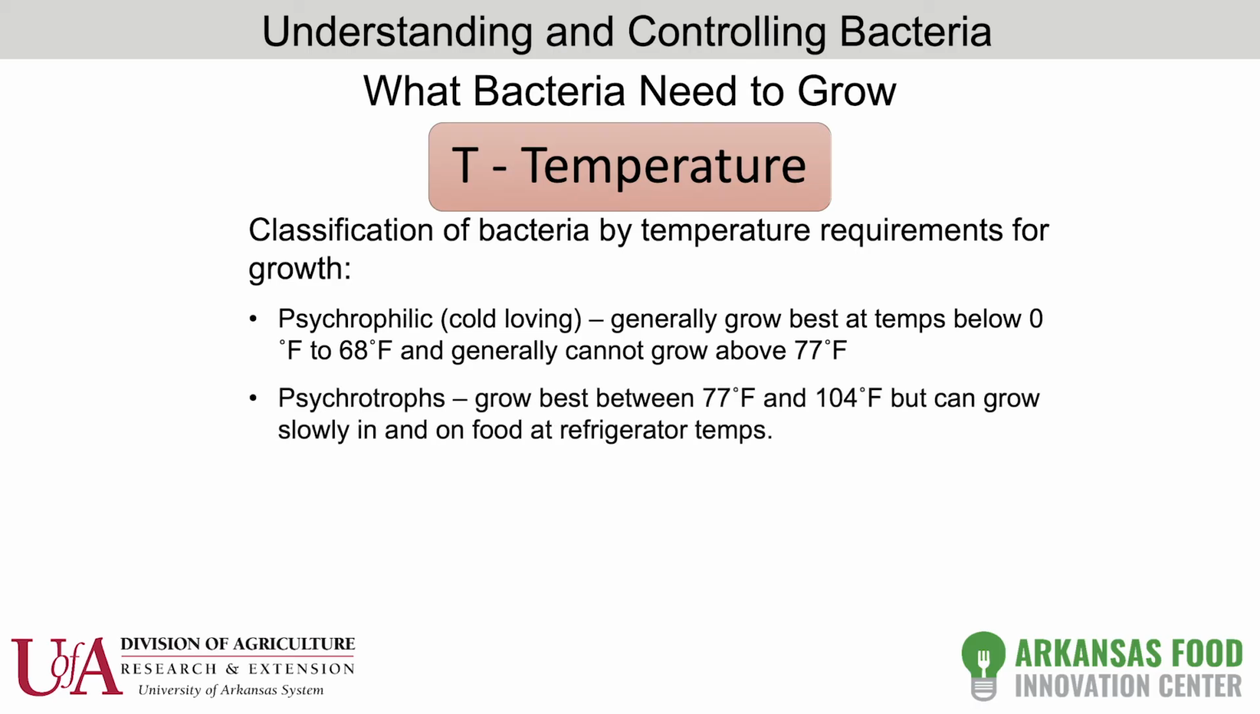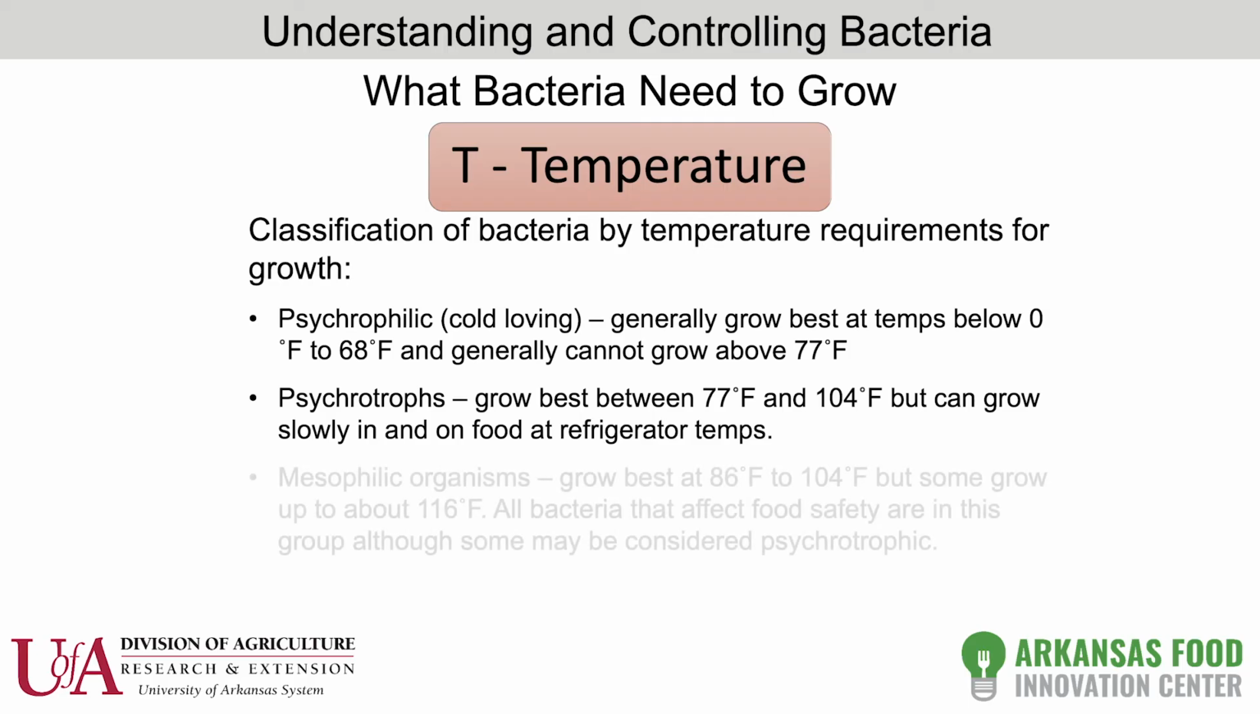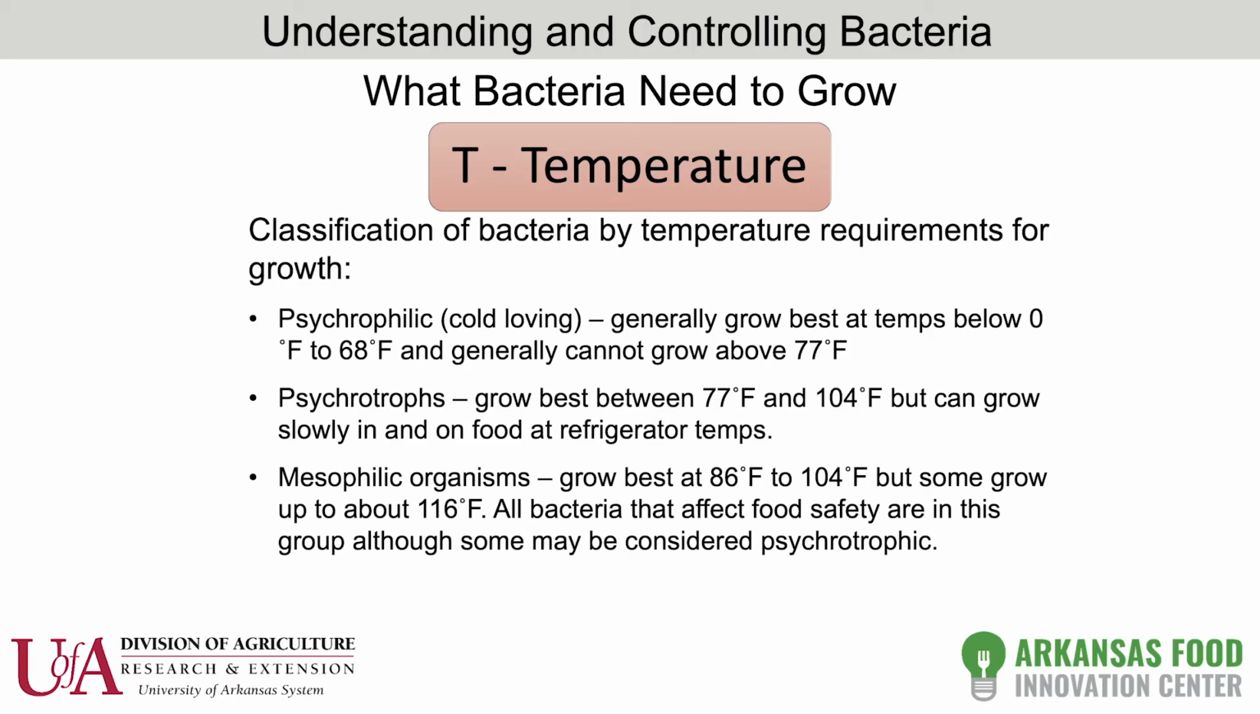Psychrotrophs are bacteria that grow best between 77 and 104 degrees Fahrenheit. They can grow slowly in and on food at refrigerator temperatures. In Greek, meso means middle and philic means loving, so it is not surprising that mesophilic bacteria grow best in the 86 to 104 degrees Fahrenheit temperature range, the middle of the growth zone for bacteria. Some mesophiles will continue to grow at temperatures up to 116 degrees Fahrenheit. All bacteria that affect food safety are in this group, although some may be considered psychrotrophic.